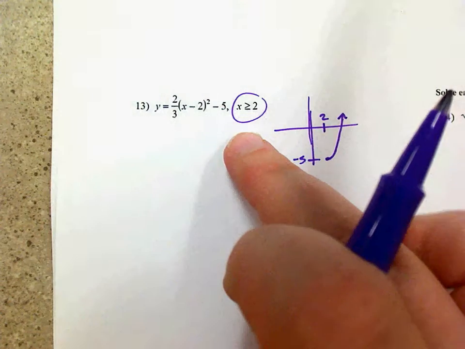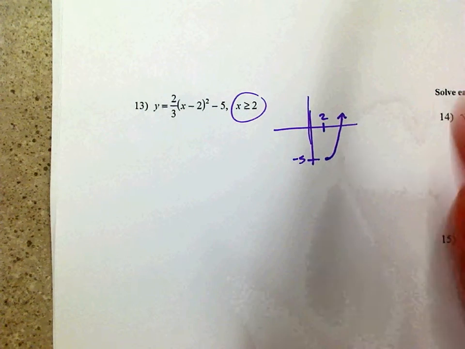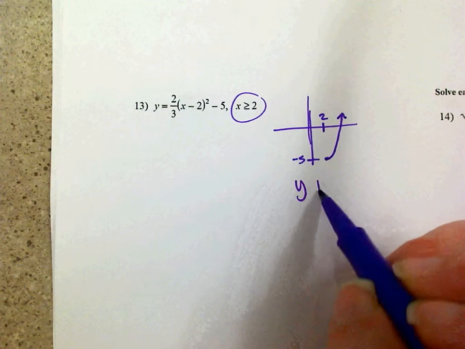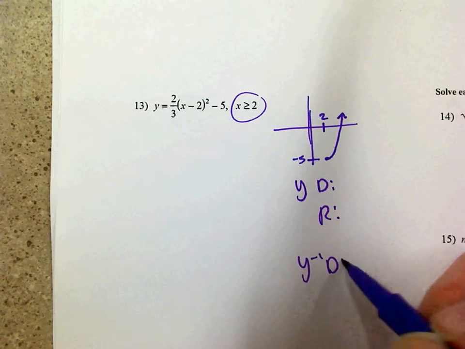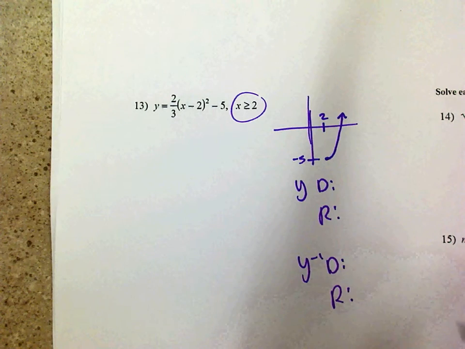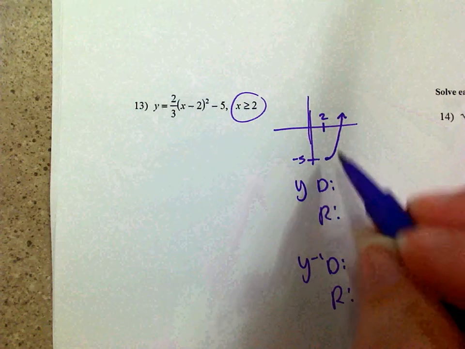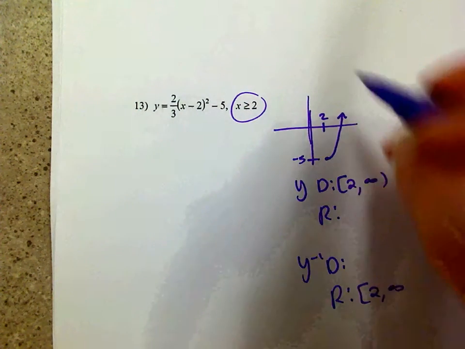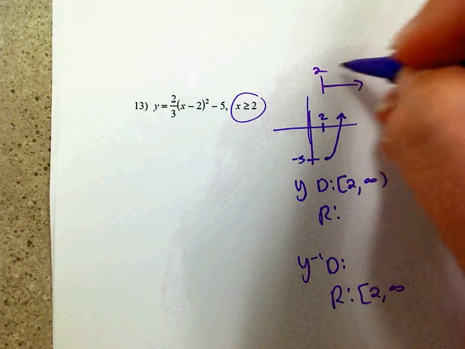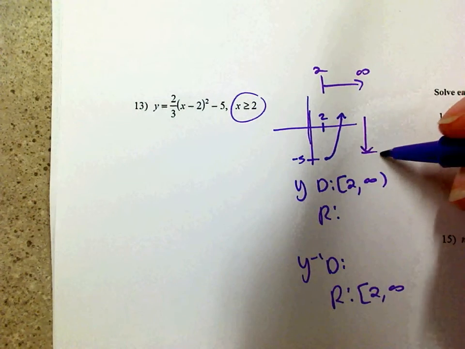So domain and range. Domain is from 2 to infinity. So go to 2 and then go all the way to infinity. And then range is up and down. So the lowest it goes is negative 5 and the highest it goes is infinity. Okay?